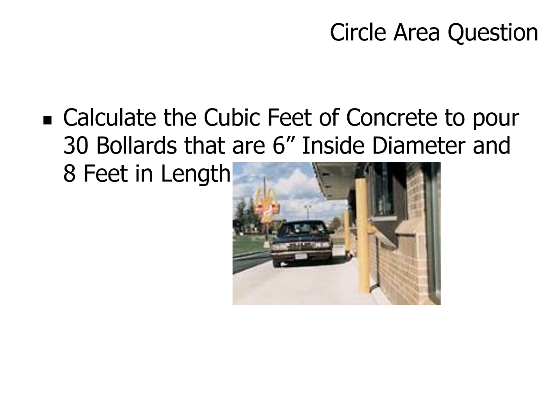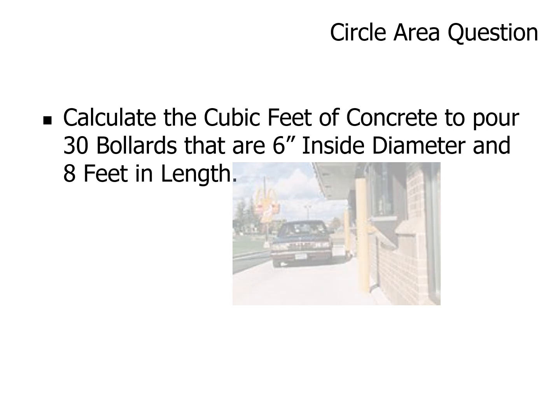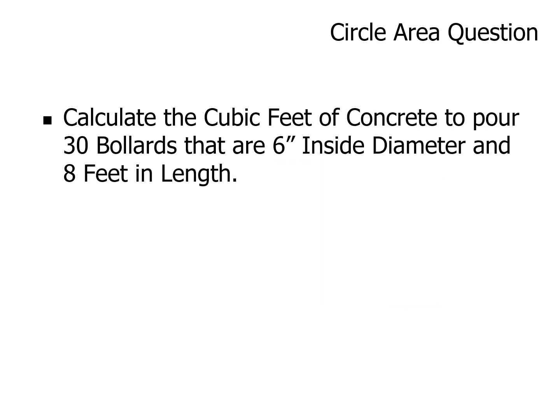So that's a bollard. It's a steel sleeve filled with concrete, so they don't take out the windows at McDonald's or the gas pumps, or they don't run off into the water at a dock. Okay, so bollards. So it says calculate the cubic feet of concrete to pour 30 bollards that are 6 inch inside diameter and 8 feet in length.